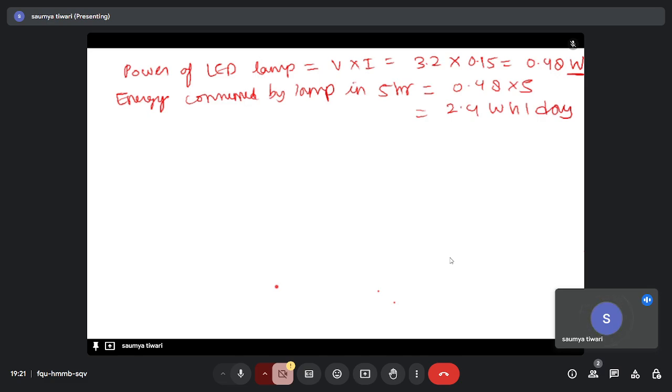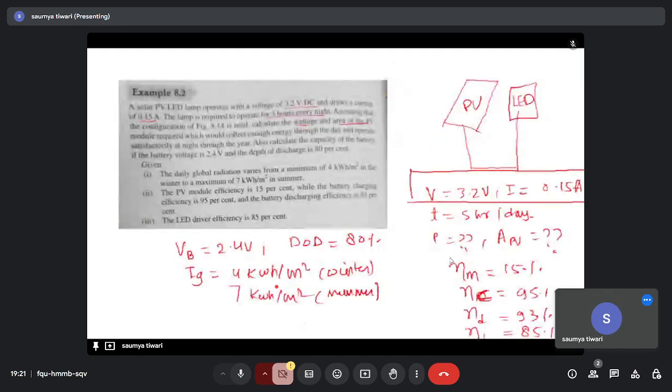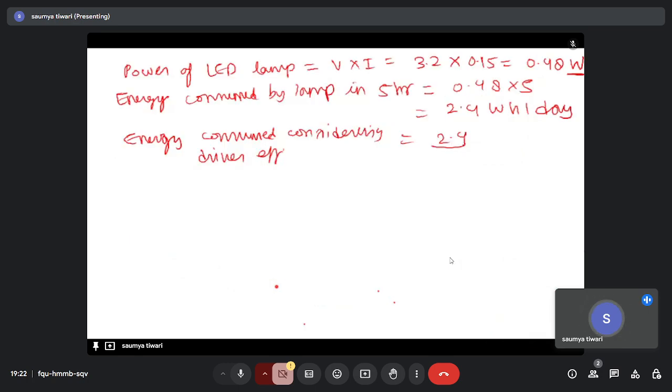Now if we consider the driver efficiency, so the LED driver efficiency is given. So the actual energy consumed, considering your driver efficiency, will be this 2.4 divided by your 85%, so it will be 0.85.